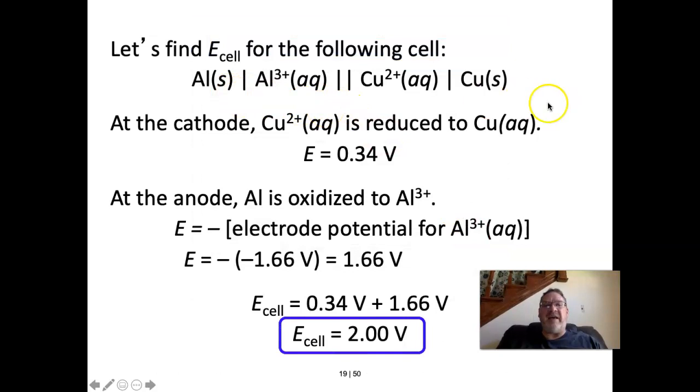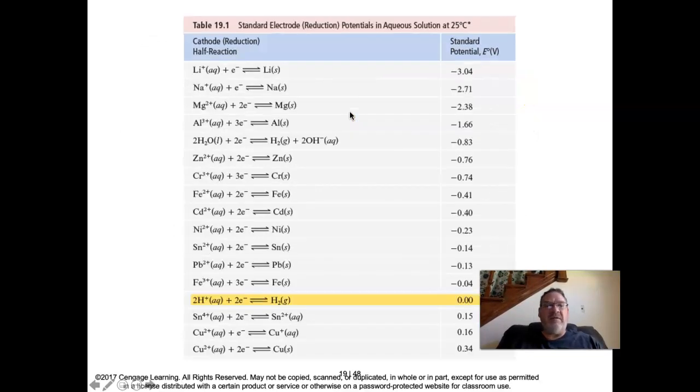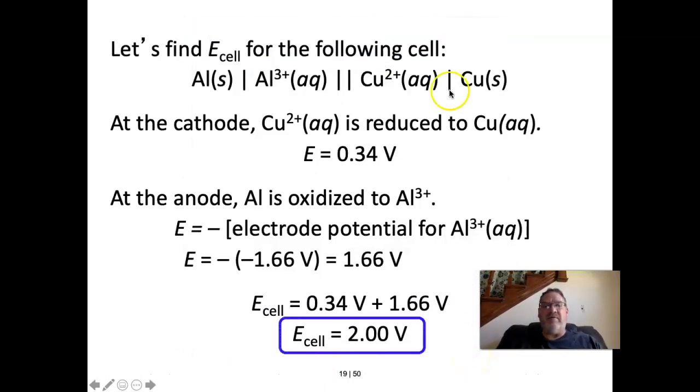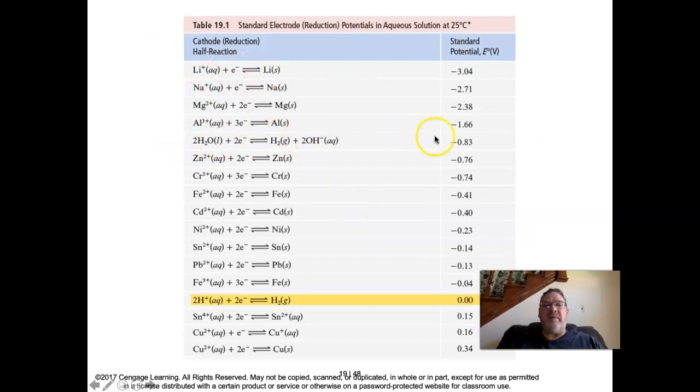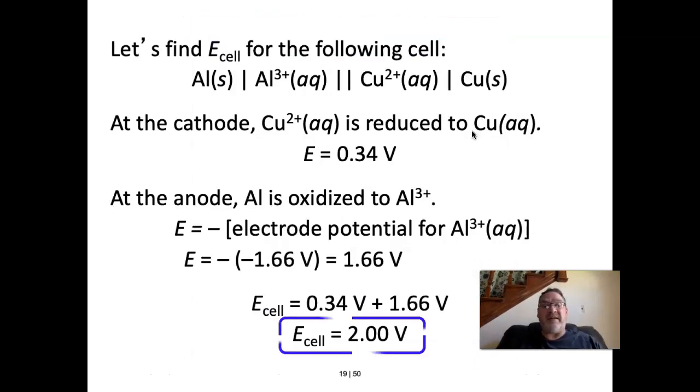So if we're wanting to calculate this E cell, again, here's my anode, here's my cathode. So I go back to table 19.1. Here is the copper one as a reaction, so the 0.34 volts. The aluminum is oxidized. But again, if you go to this table, here's aluminum. Its reduction potential, negative 1.66. So its oxidation potential would be the reverse of that, 1.66. And that's what they show here.